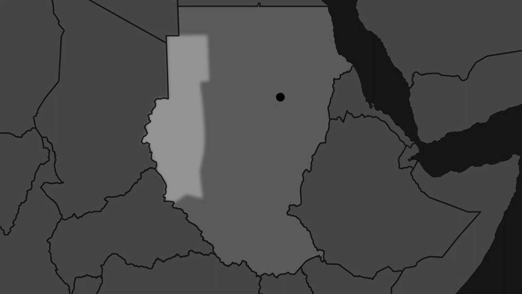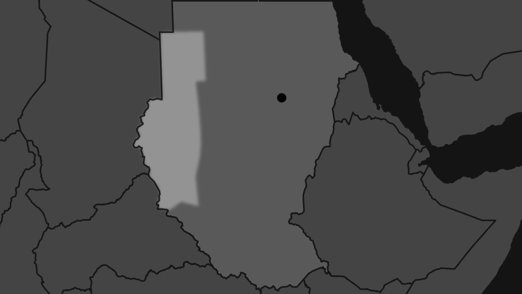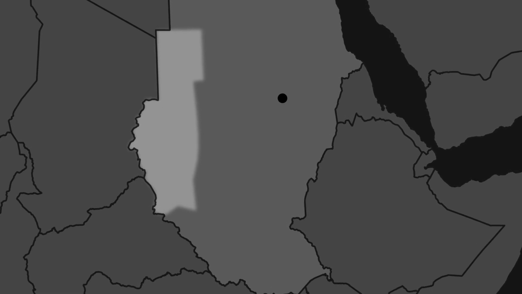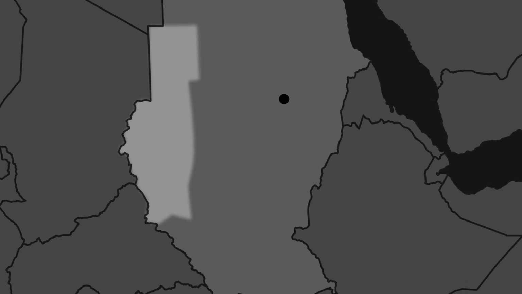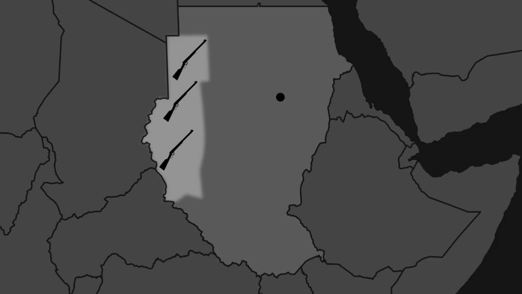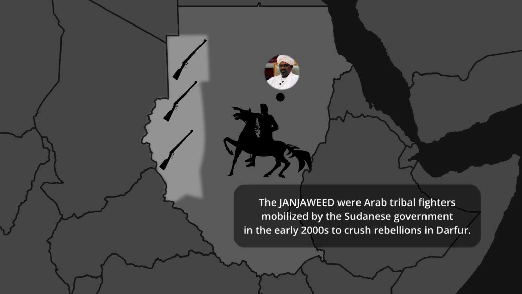Darfur is located in western Sudan, bordering Chad and the Central African Republic. It's home to mixed ethnic African farming communities and Arab nomadic tribes, and also some non-Arab African groups like Fur, Masalit, and Zaghawa. People here accused the Sudanese government of neglect and discrimination, and rebel groups rose up against Khartoum. And to control this, the al-Bashir government designed something new: the Janjaweed. The Janjaweed were Arab tribal fighters mobilized by the Sudanese government in the early 2000s to crush the rebellion in Darfur.